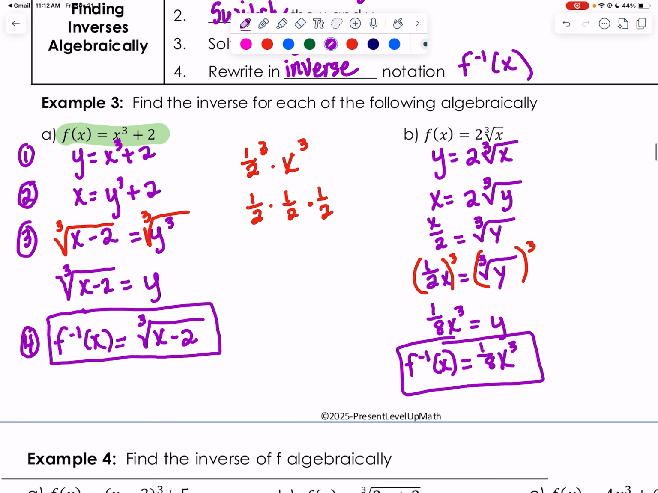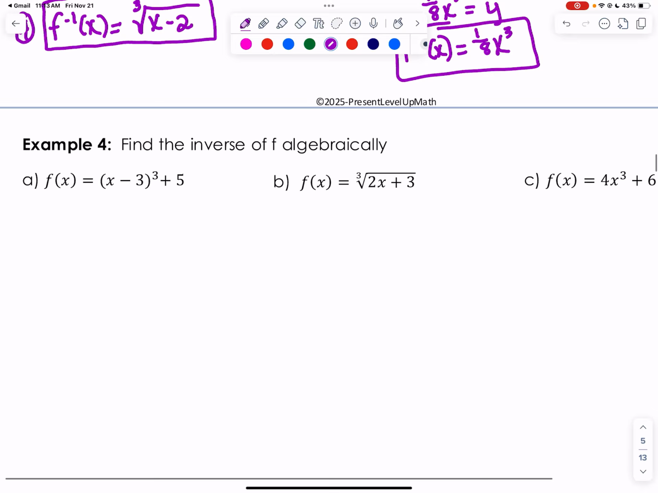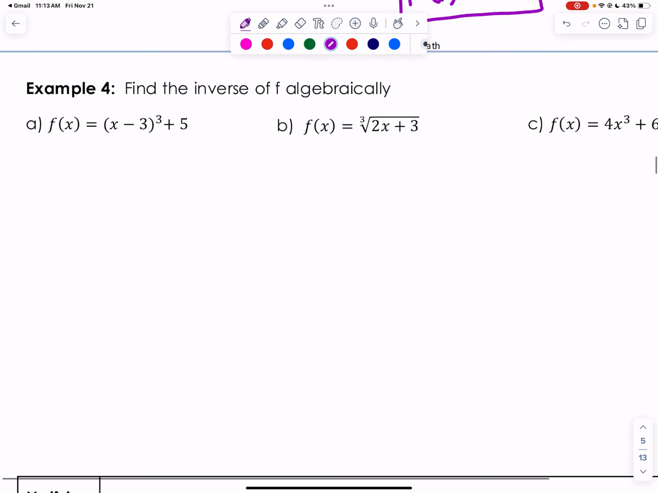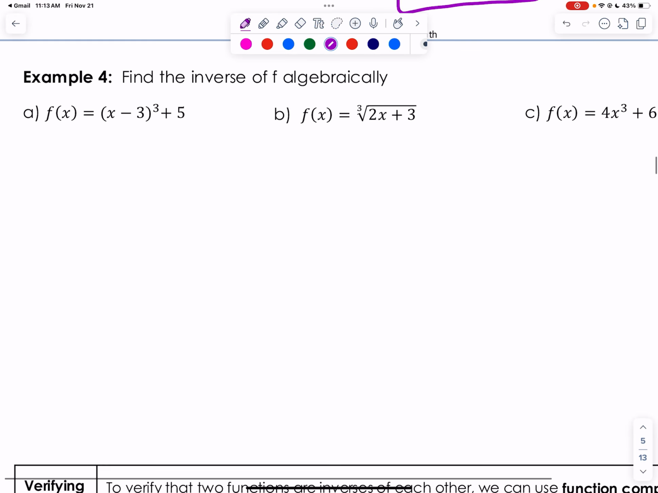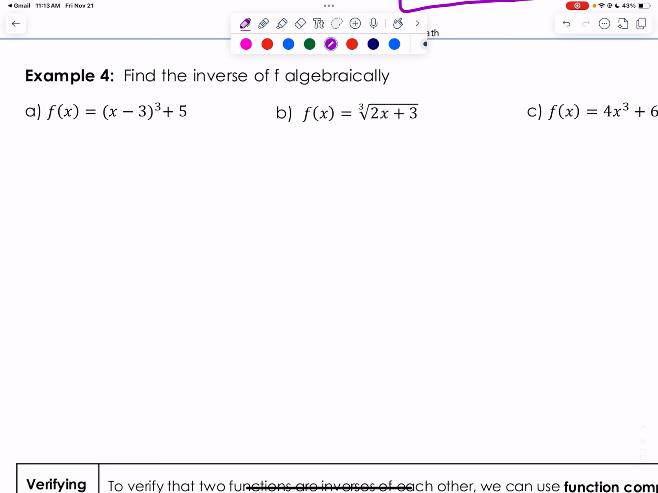All right. Now we're going to continue this process with a little bit more advanced problems. In example 4, find the inverse of f algebraically. So we'll follow our steps here. Now, if you want to, you can skip step 1 and go straight to switch the x and the y. So instead of f of x equals, we can put x equals y minus 3 to the 3rd power plus 5. Then you can just get the y by itself.